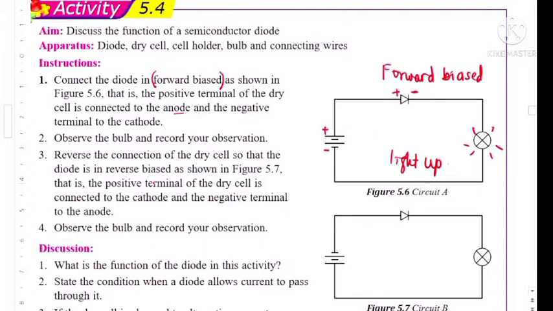What happens if the terminal of the battery is reversed? Meaning, the anode terminal of diode is connected to negative terminal of battery. The negative terminal of diode is connected to positive. So this connection, we call it reverse bias. When reverse bias, the voltage across the junction will be increased and cannot be overcome by battery. Thus, the circuit will be broken. There's no current flow in the circuit. The bulb does not light up.